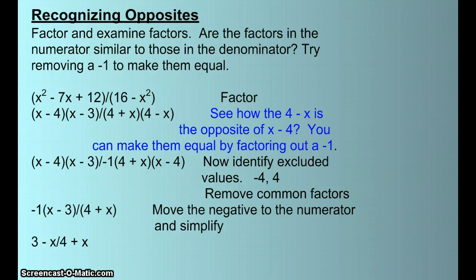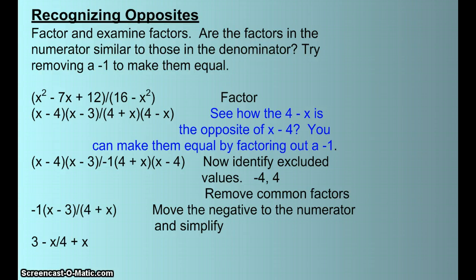And that's what I did on the next line. I factored out a negative 1 in the denominator. When I do that, that second term in the denominator, instead of being 4 minus x, it becomes x minus 4. Now you can not only identify your excluded values, but you have something in common in the numerator and denominator. You know, that's really your goal, is to simplify these fractions. That's why we're trying to do this. So when you identify the excluded values here, it's negative 4 and 4, and then we're going to remove the common factors. So when I remove the common factors, I end up with x minus 3 over 4 plus x.